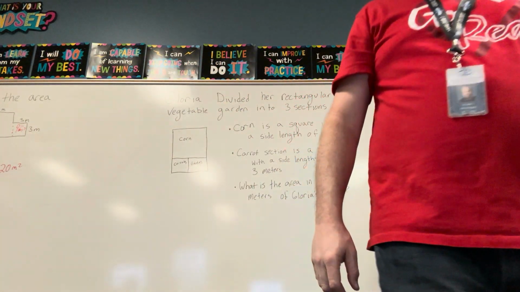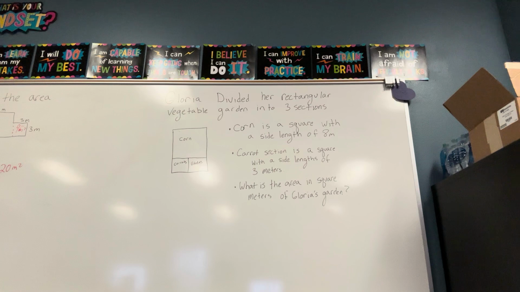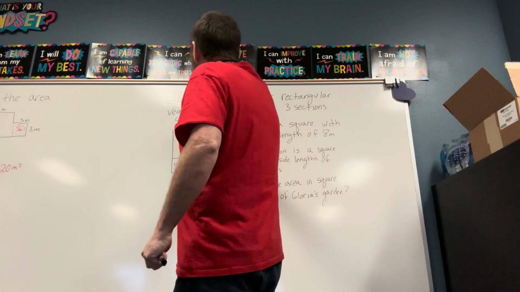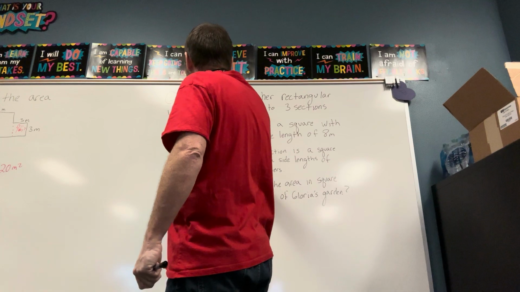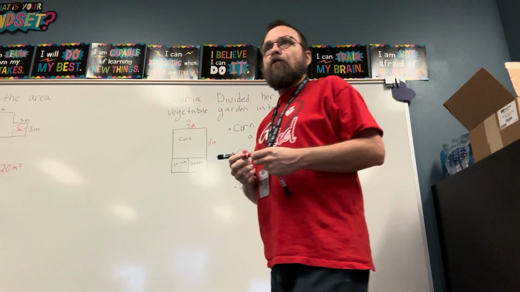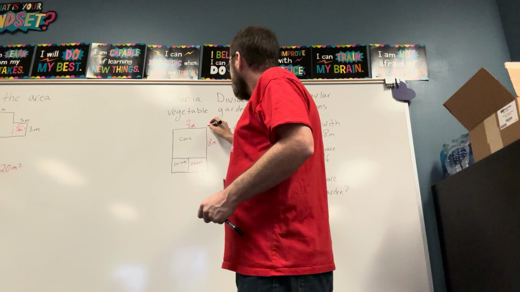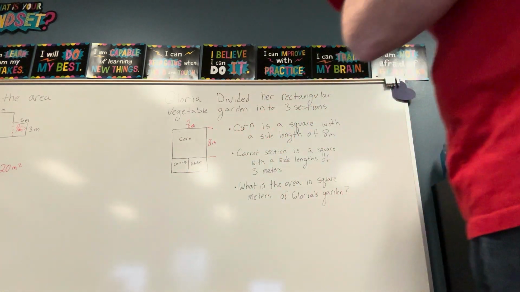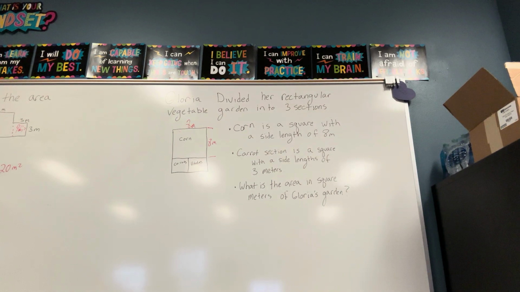Ladies and gentlemen, boys and girls, children of all ages, Gloria divided her rectangular vegetable garden into 3 sections. The corn is a square with a side length of 8 meters. So I label my picture. This is for the corn. The corn sides are 8 meters. It's a square, so I know all 4 sides are the same because it says it's a square.